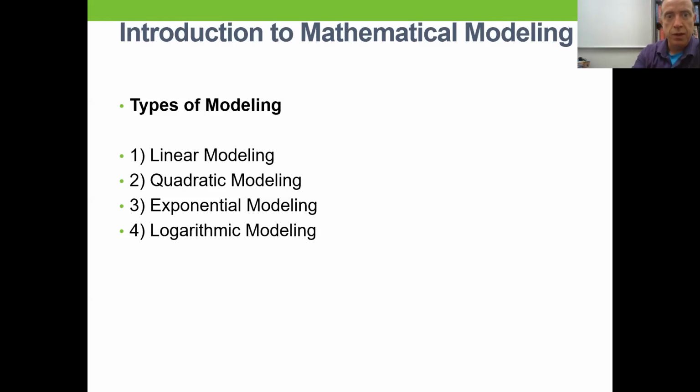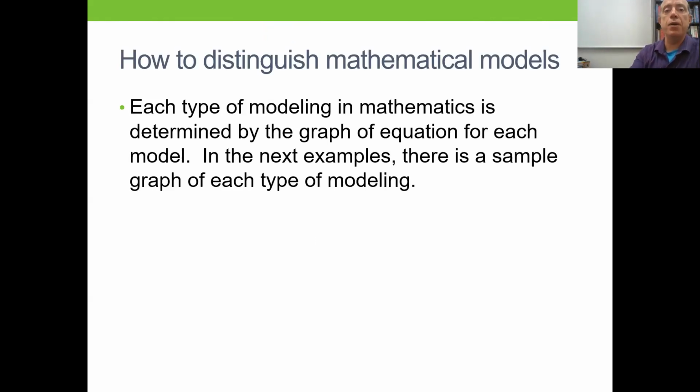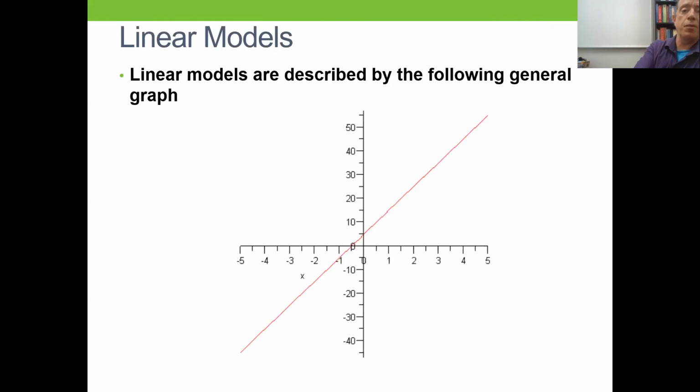And logarithmic models, as you might guess, will involve log base 10 or a natural log. So how do we distinguish each type of modeling? Like I mentioned, we're going to do it mostly by the graph. We'll look at the graph and determine what kind of modeling it displays. So let's look at some examples.